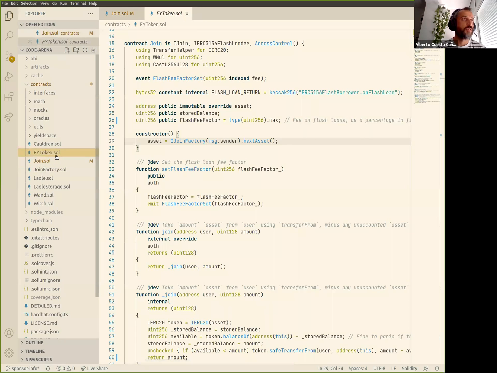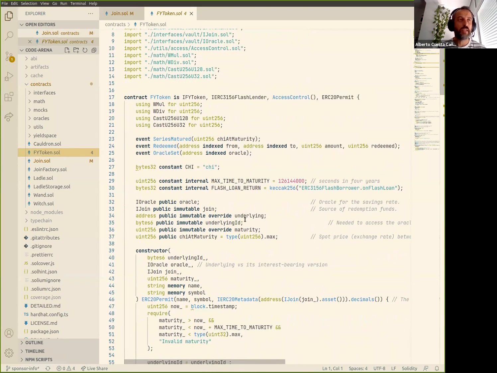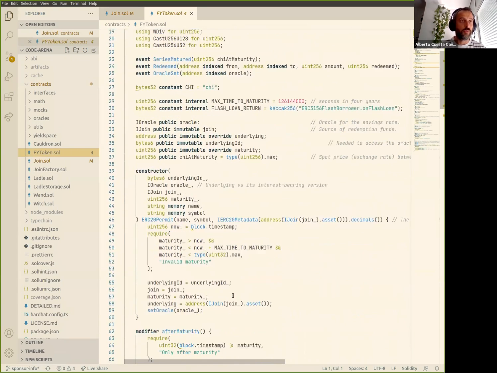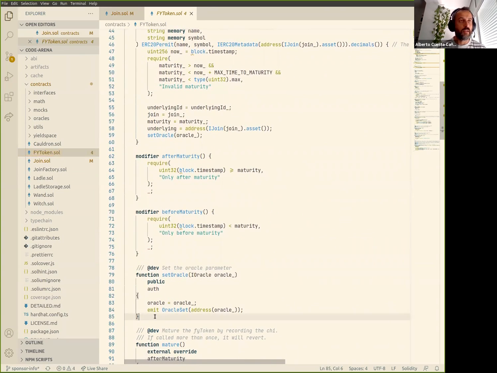Next is the FYToken, which is very much the same. It's very similar to the one we had in v1. The FYToken is a token that at maturity can be redeemed for the underlying. The difference to v1 is that now the FYToken knows about the oracle itself, so it can ask for the chi rate. The chi rate is when there is a savings rate applied to the redemption value.